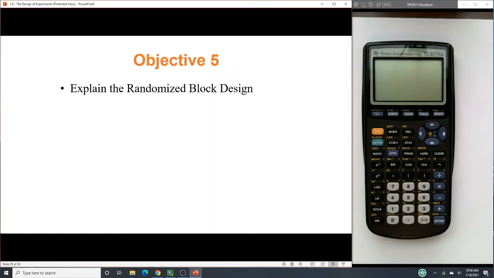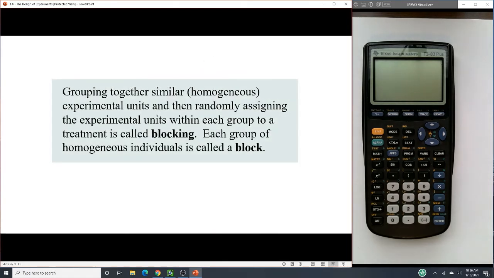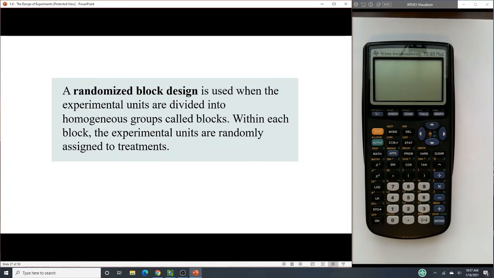Randomized block design. Grouping together similar experimental units, also known as homogeneous, but that means very similar, then randomly assigning the experimental units within each group to a treatment is called blocking. Each group of homogeneous individuals is called a block. A randomized block design is used when the experimental units are divided into these blocks. Within each block, the experimental units are randomly assigned to treatments.